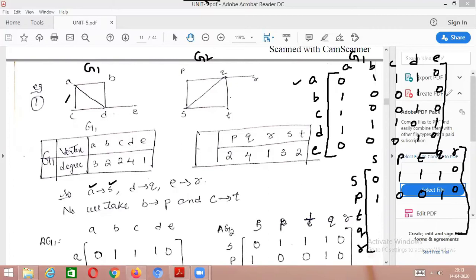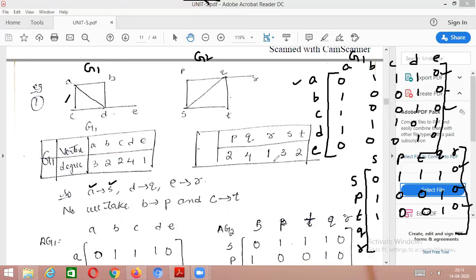Whether you are observing or not, the first row here is the same. Next, the second row will be the same. Next, T. T to S, is there an edge? Yes, 1. Next, T to P, is there an edge? No, 0. Next, T to T, is there an edge? No, 0. Next, T to Q, is there an edge? Yes, 1. Next, T to R, is there an edge? No, 0. Check it, third row: 1 0 0 1 0.